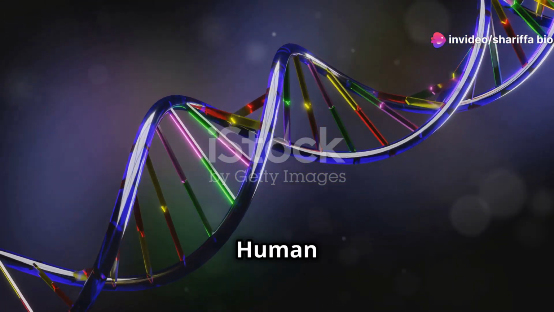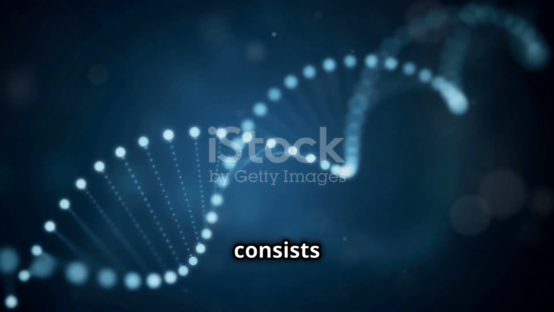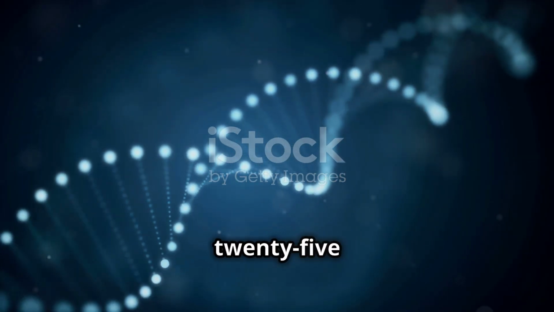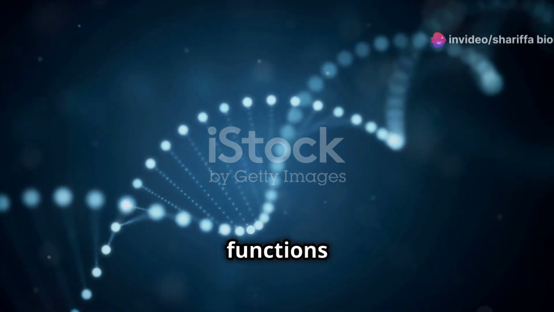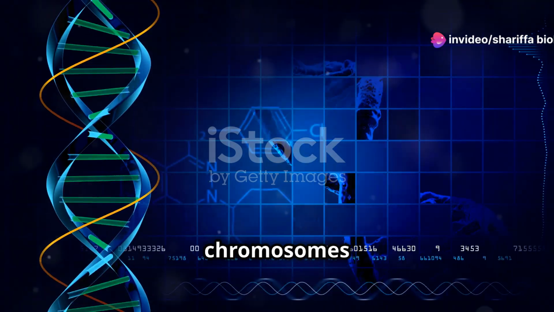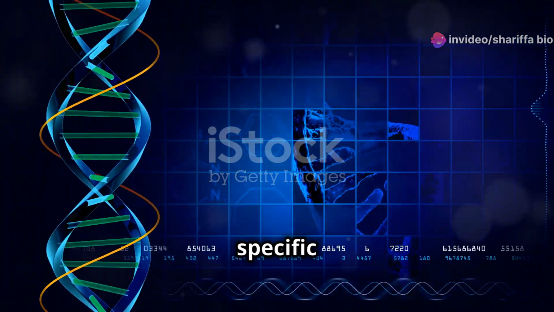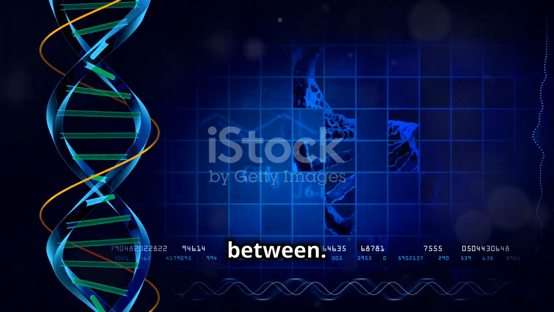Section 4: The Human Genetic Mosaic, Genes and Variability. The human genome consists of approximately 20,000 to 25,000 genes, each coding for proteins that perform specific functions within the body. These genes are not evenly distributed among the chromosomes, but are rather clustered in specific regions, with vast stretches of non-coding DNA in between.